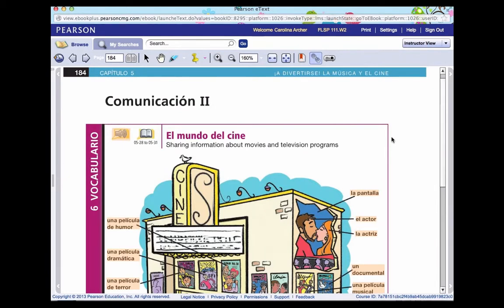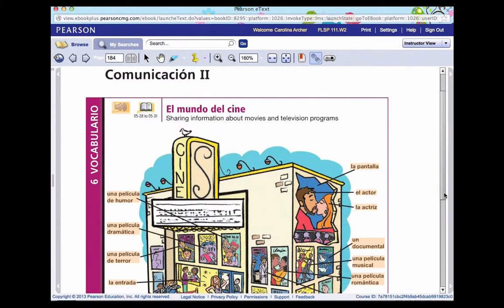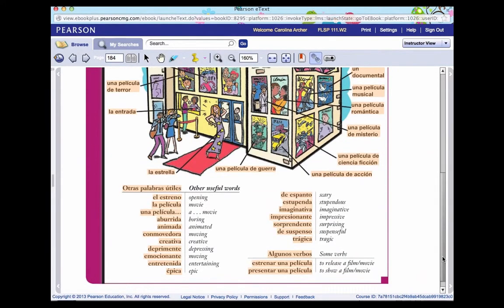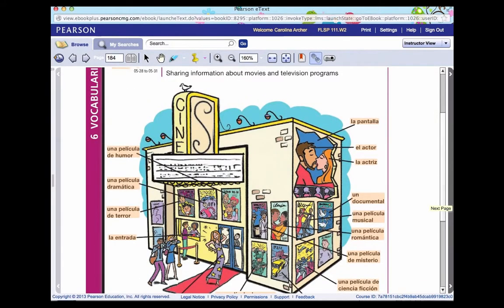El mundo del cine. Cine, movies and television programs. Okay, so you have your vocabulary here. Una película, you know that word from the last chapter, a movie. Una película de humor, and there are a lot of cognates here. Una película de humor, like a comedy. It could also be comedia, una comedia. The word may be here, I don't know. Una comedia o una película de humor. Una película dramática, a drama. Una película de terror, a horror movie.